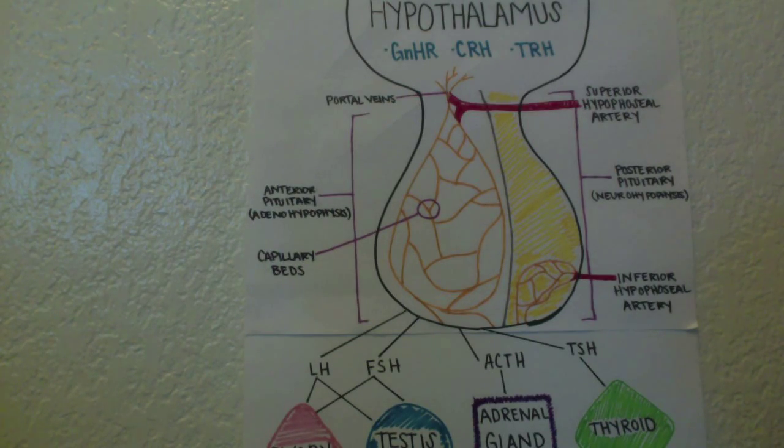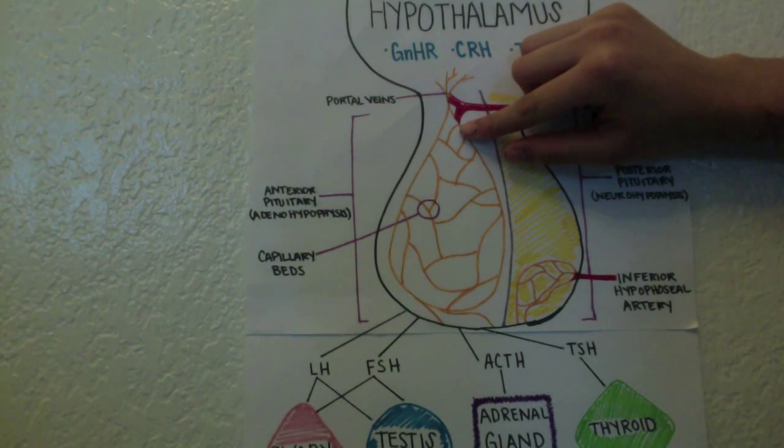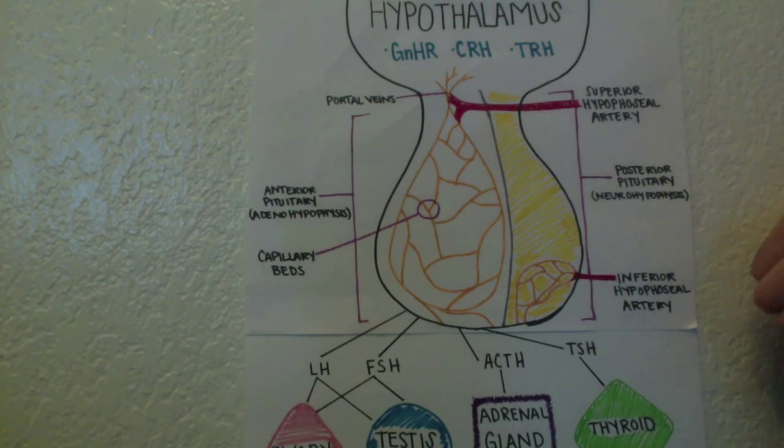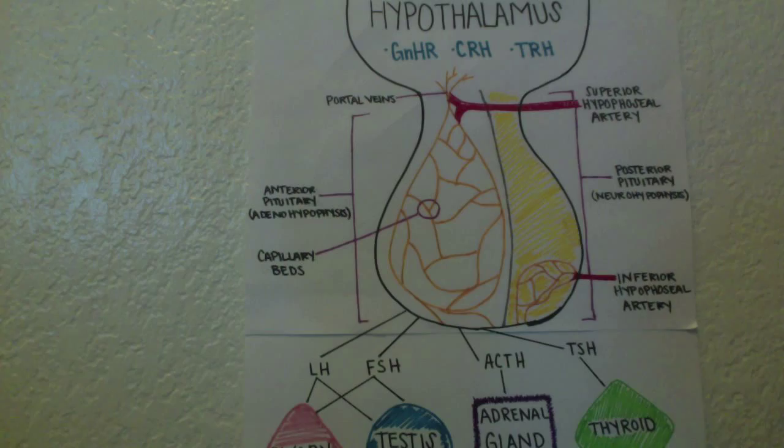Connecting these two major parts of the brain is the actual hypophyseal portal, where blood vessels link the two capillary networks or beds of the hypothalamus and the adenohypophysis via the portal veins, which are shown right here. The main objective of the portal is to ensure that the regulatory factors, meaning the releasing and inhibiting hormones, reach their intended target cells before entering the general circulation of the body.